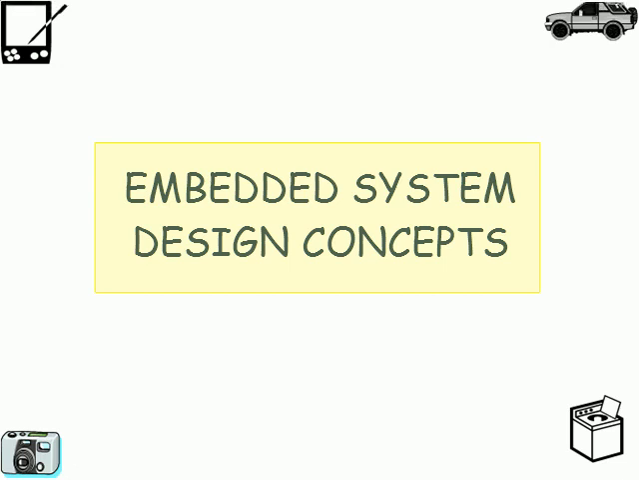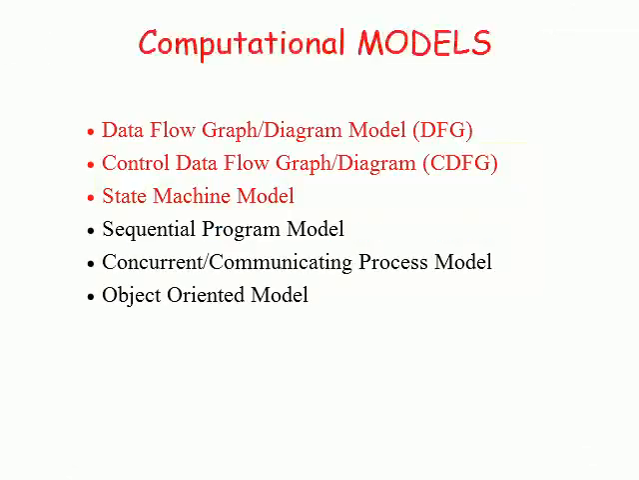Let's continue with the module 4 Embedded System Design Concepts Fundamental Topic Program Modeling. In the previous video lecture, we have seen three computational programming models: data flow graph, control data flow graph, and state machine model. In that finite state machine model examples also we have discussed. So in this video lecture, let us look into another three computational programming models: sequential program model, concurrent program model, and object-oriented program model.